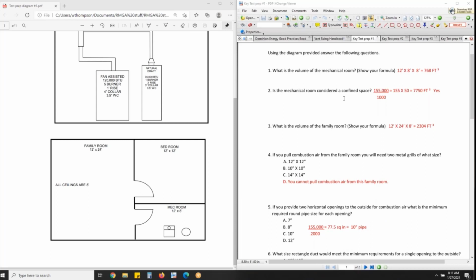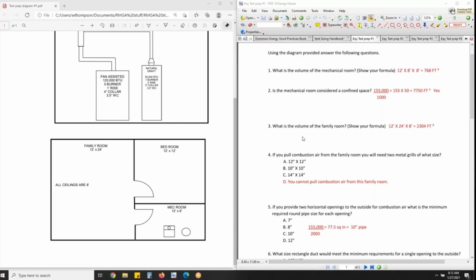Number 2, is the mechanical room considered a confined space? It is considered a confined space because for it to be not a confined space, we would need to have 7,750 cubic feet of volume in that mechanical room, correct? And we don't, we only have 768, okay?